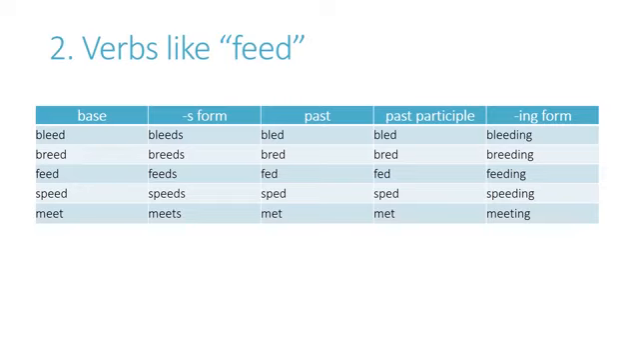Let's look at some examples. In the base form, it has the long E sound. In the past and the past participle, verbs like these have the short E sound. So you can see how it goes. Bleed, bled, bled. Breed, bred, bred. Feed, fed, fed. Speed, sped, sped. And the last one actually ends with a T sound instead of a D sound. Meet, met, met. But it follows the same pattern.